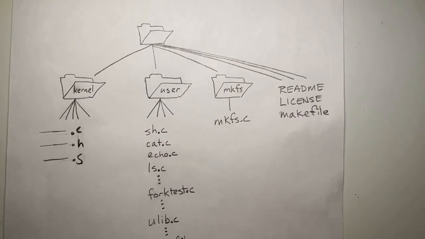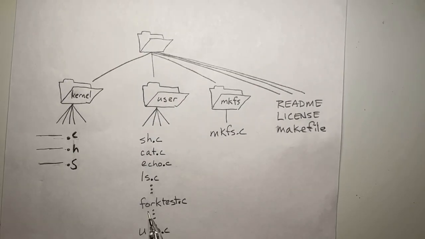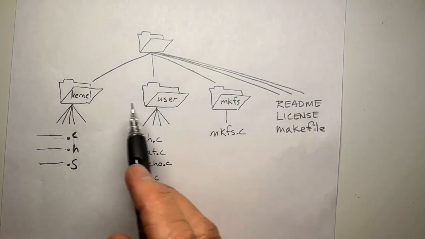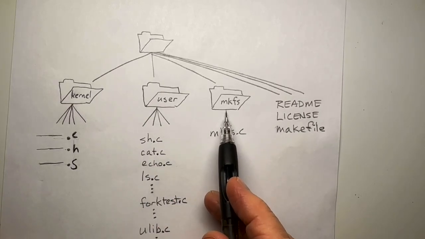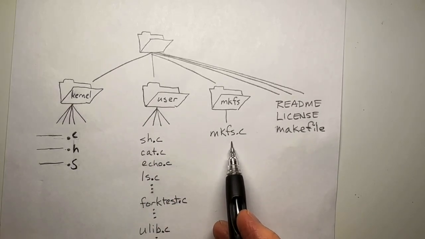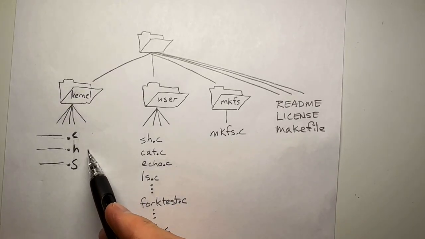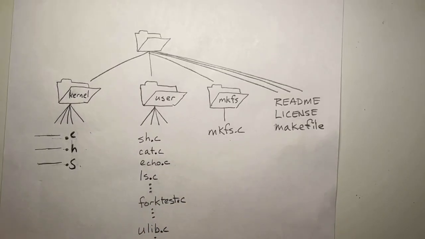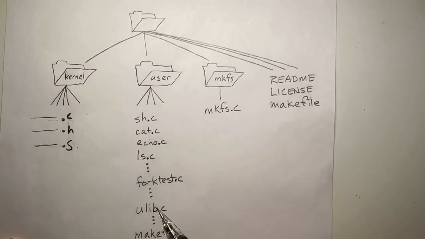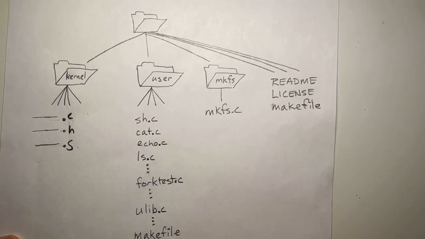Let's begin with the files that are included with the xv6 system. These files are organized into three directories: kernel, user, and a folder called makefilesystem, mkfs. The kernel directory contains a bunch of .c and .h C source code files, as well as a couple of .s assembly code files. These are all compiled and linked together to produce the executable kernel.